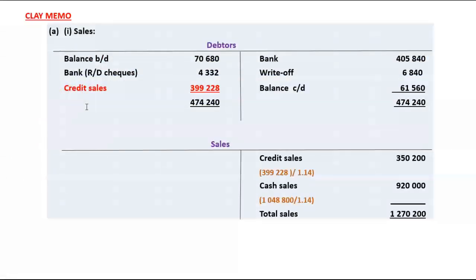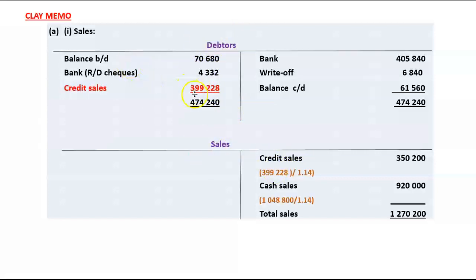Can't we now work out credit sales? In our debtors account, we have the opening balance, the RD checks, the amounts received from the bank, credit losses written off, and then our balance at the end of the year. So that means that the balancing figure on the debit side of our debtors account represents our credit sales for the period. Remember, credit sales in our debtors account includes VAT. So what are we going to do? The VAT exclusive amount will go to our sales account.